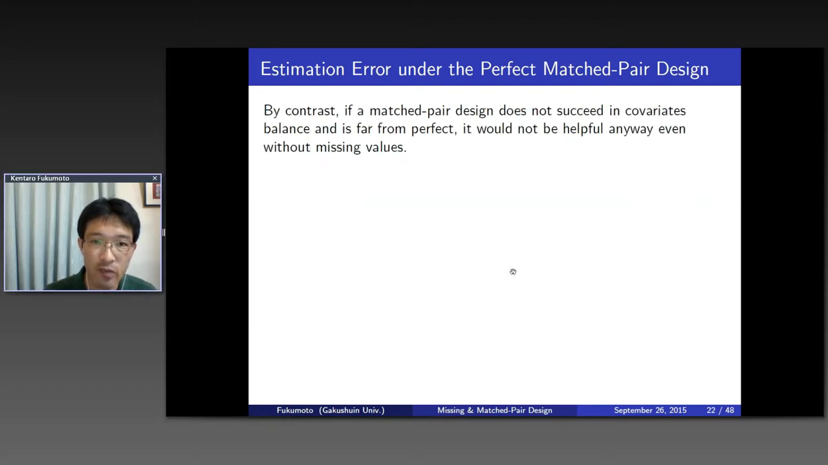By contrast, if a matched pair design does not succeed in covariate balance and is far from perfect, it would not be helpful anyway, even without missing values.